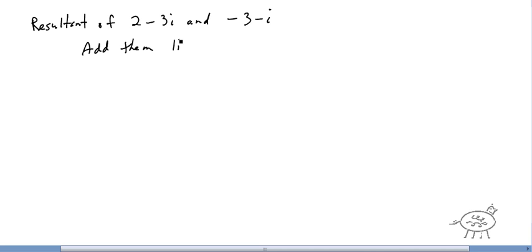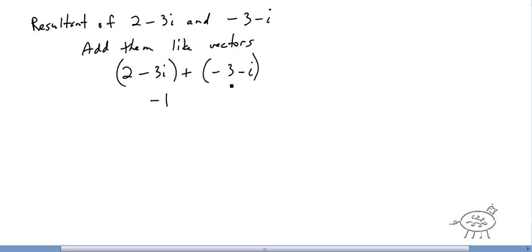If I want to find the resultant of 2 minus 3i and negative 3 minus i, basically you're just going to add them like vectors. So it's 2 minus 3i plus negative 3 minus i. That gives you 2 minus 3, which is negative 1, and negative 3i minus 1i is negative 4i. So that is the resultant.